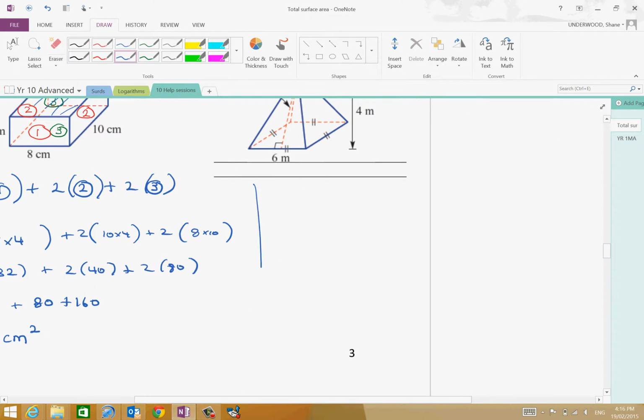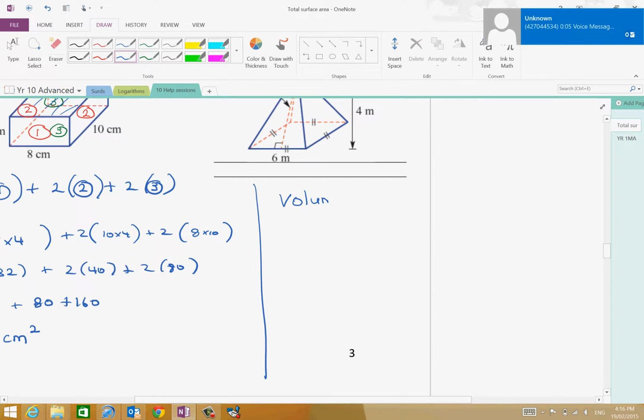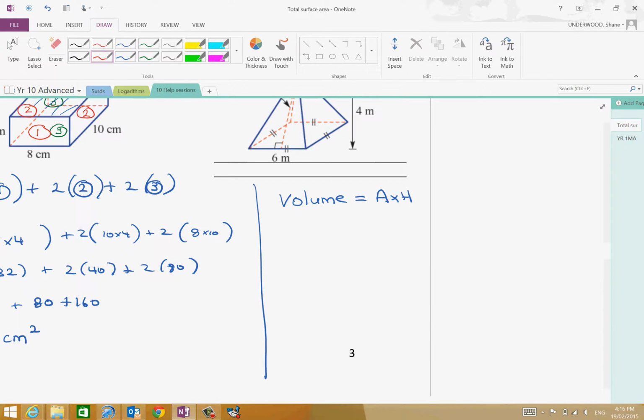Okay, so what we're going to do now is find the volume, although you girls haven't learnt this yet. Now the volume is equal to area times height. Now the thing is with this area times height, we've got a cuboid.